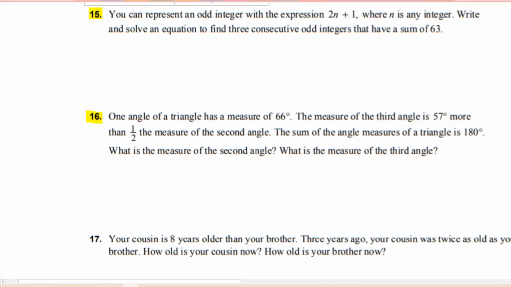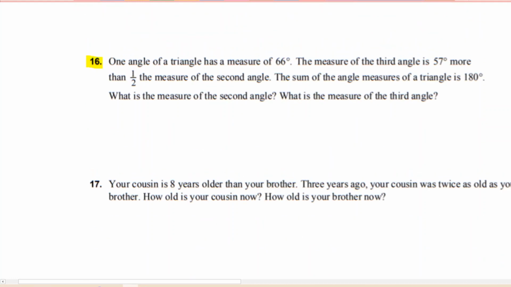16 is a little bit of review from what we did last time. We've got one angle of a triangle has a measure of 66 degrees, and the measure of the third angle is 57 more than half the second angle. The sum of the angles in the triangle is 180. What's the measure of the second angle, and what's the measure of the third angle?